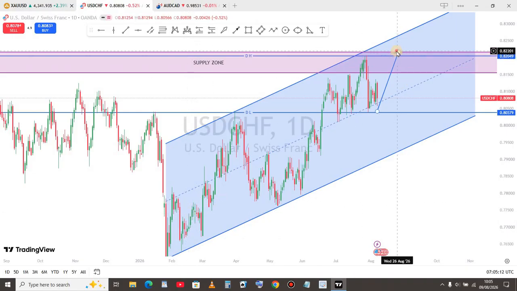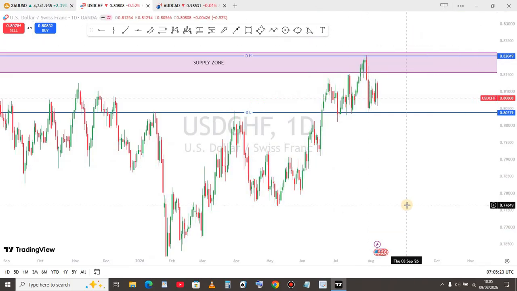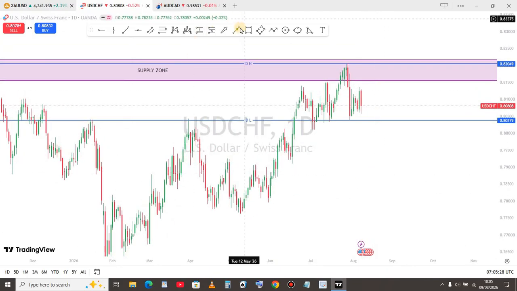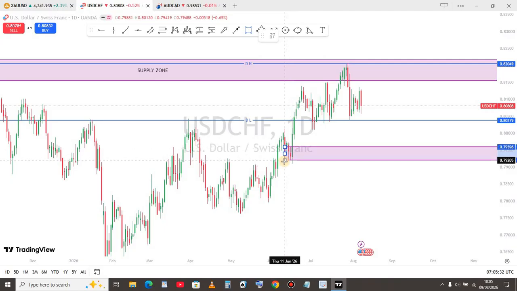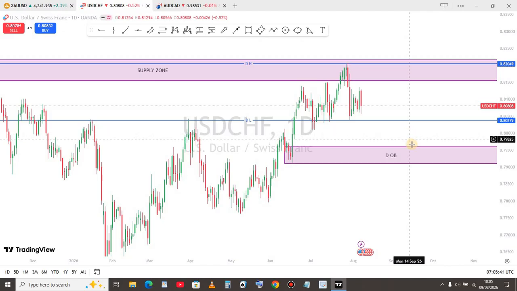So let me delete this first. After marking our daily high and daily low and marking our supply zone area, we have to delete this parallel channel, and then we have to look where there's an order flow. On our daily time frame, we have an order block here. If you can see it very well, this is a daily order block. After marking that, this will be our target in case this market starts to go down.